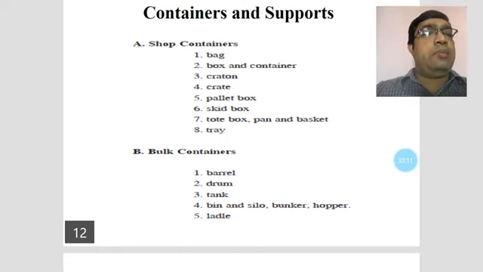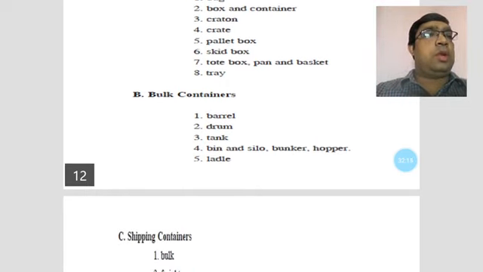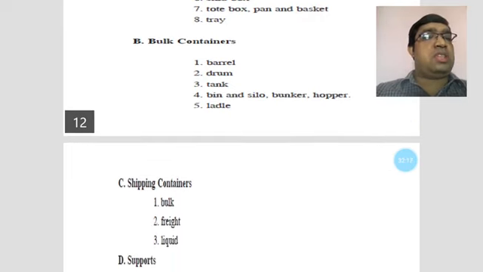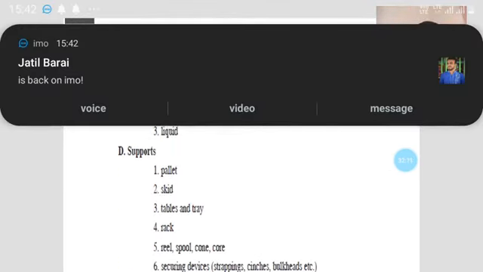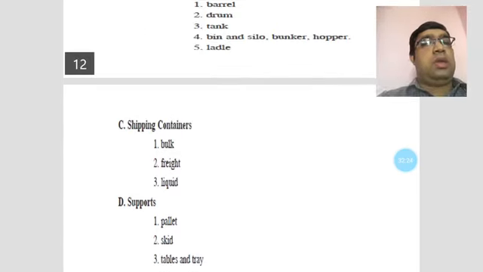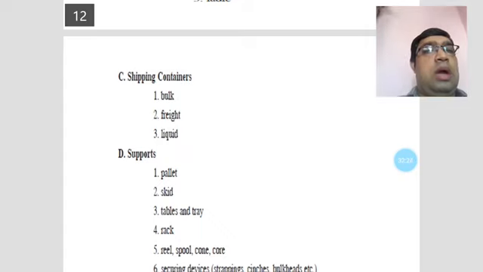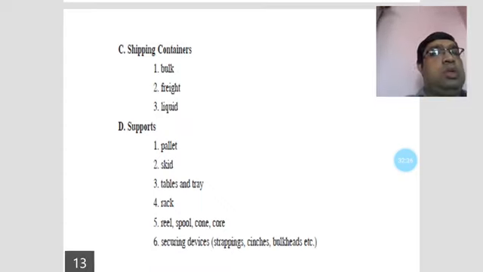And the silo, also called a bunker, is considered for large quantities of solid materials that you have to transfer. And the shipping container is used for bulk, and liquid types are also considered according to the shipping container.